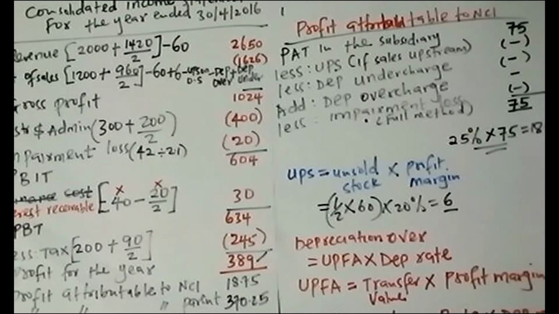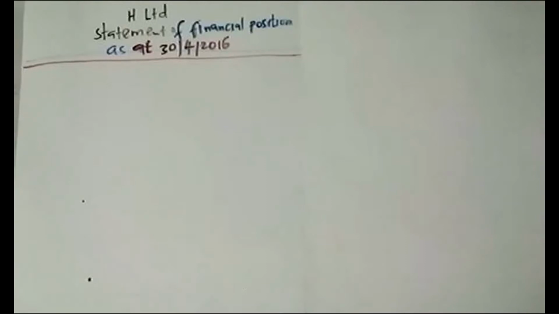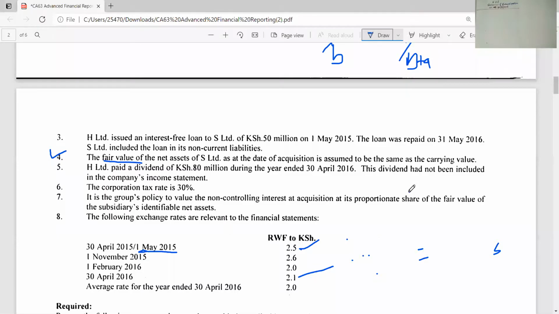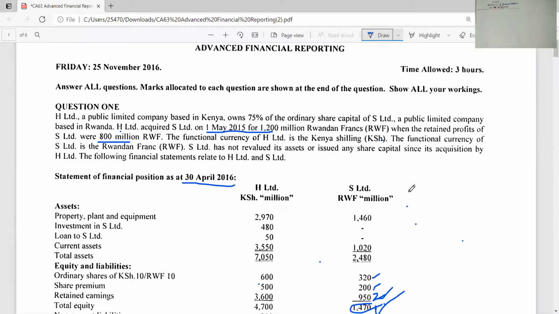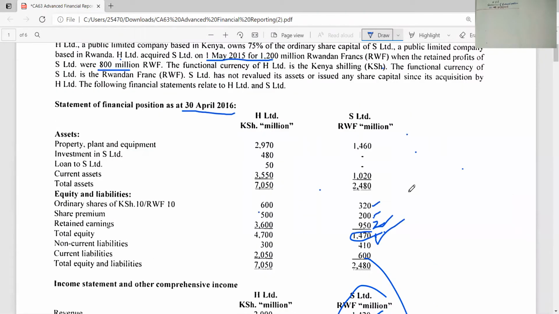So the next step, let us check how to do the statement of financial position. Very simple. Now let us finalize with the statement of financial position. Remember that it's all about assets and equity and liabilities, which will be captured. So as given here, we talk about assets. So we start with assets.